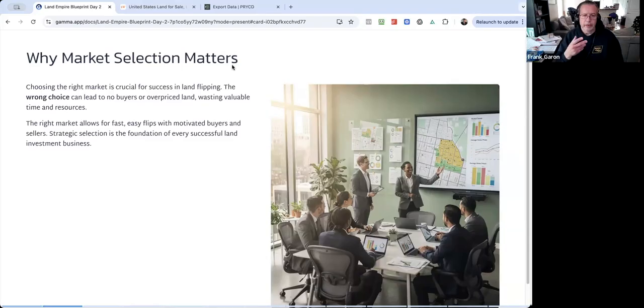Now, the right market, this is the fun part, is the opposite, in that it makes for fast, easy flips. We're able to turn our money two and three times a year easily. That means two or three round trips per dollar: into a deal, out of one, back into the next one. So strategic selection really is the cornerstone, the fundamental piece of any successful land business, including ours.